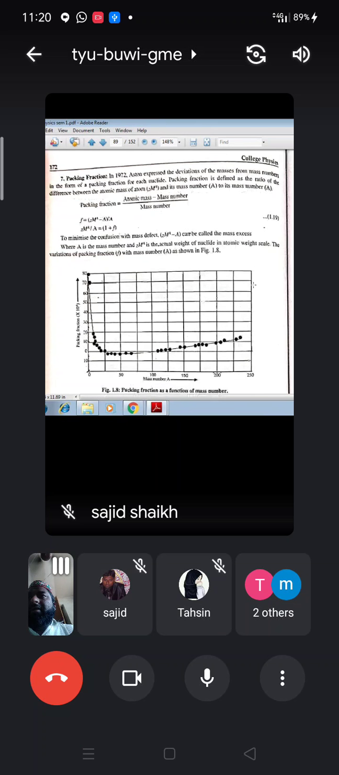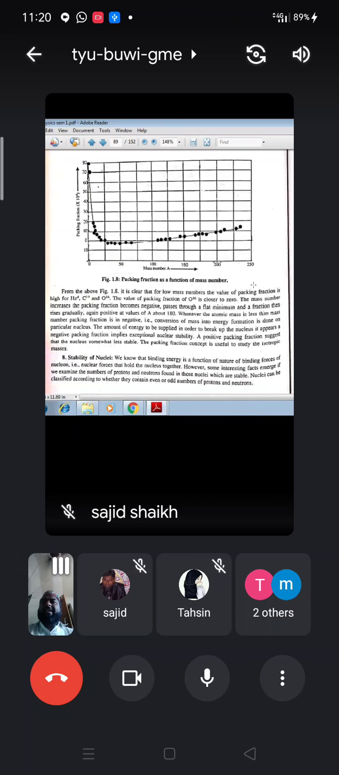Then we have to talk about the examples given in the diagram. It is clear that for low mass numbers, the value of the packing fraction is high. For He4, you can see the carbon is there and the oxygen is there. The value of the packing fraction of oxygen is closer to 0, and as the mass number increases, the packing fraction becomes negative, passes through a flat minimum, and then rises gradually again, becoming positive at values of A above 180. See what happens.